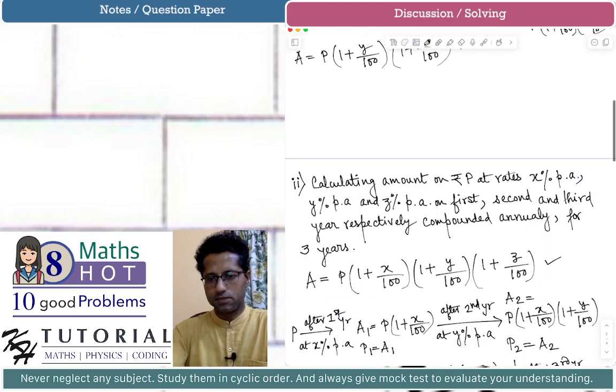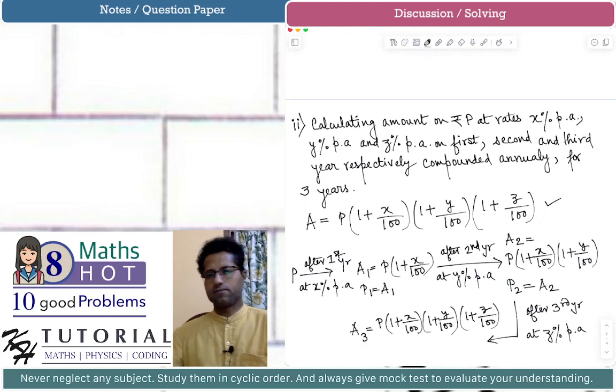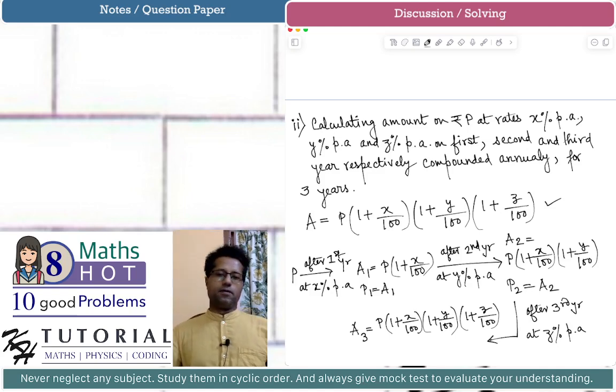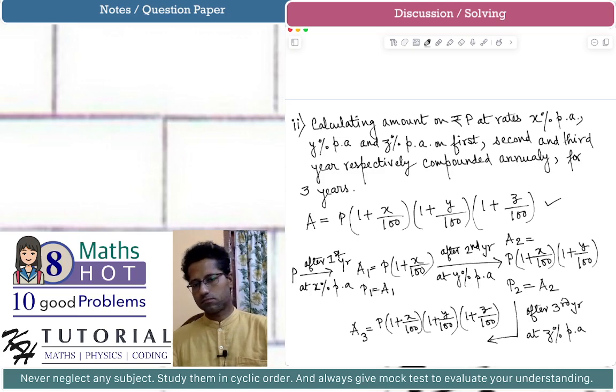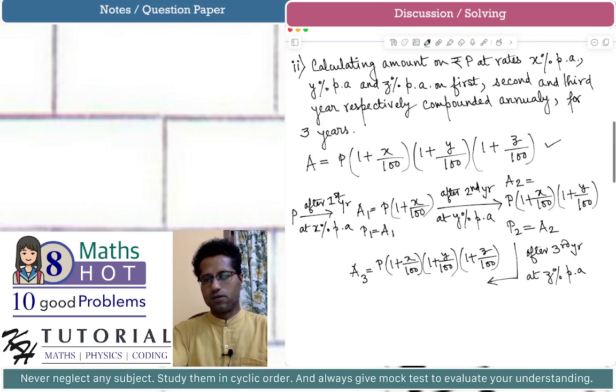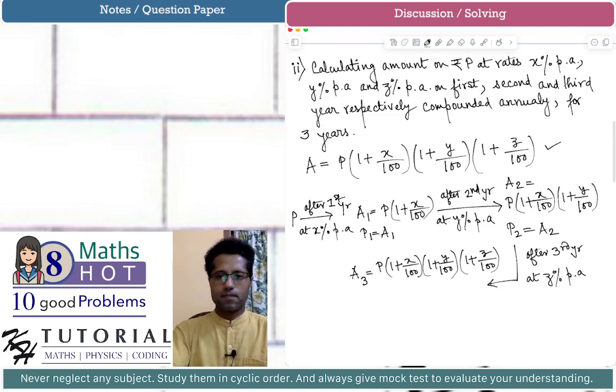Similarly is the case for the second case, when we are computing the compound interest for 3 years, where the rates are different, that is x% per annum for the first year, y% per annum for the second year, and z% per annum for the third year. If the order of these rates is changed, the formula will remain the same. It will be the same, even though the expression of the formula may look different, the value is the same.